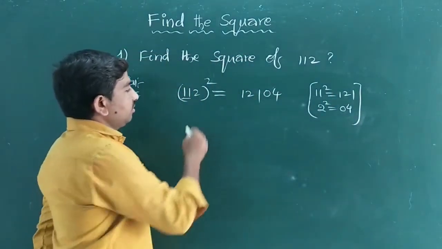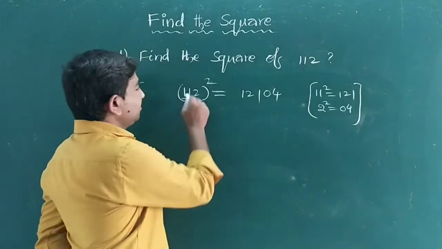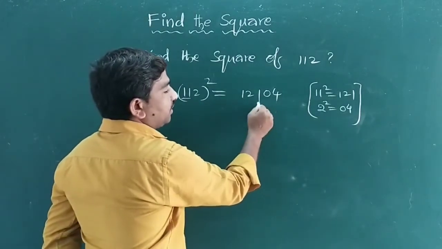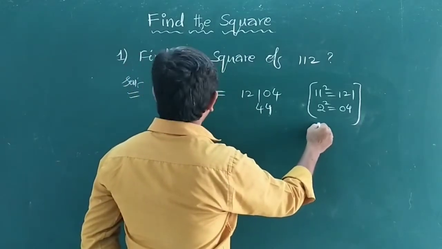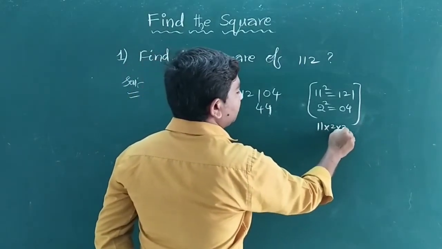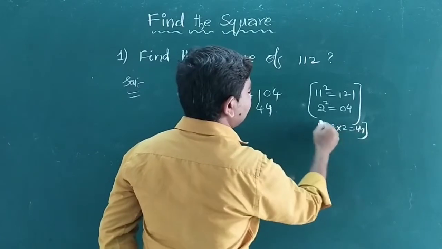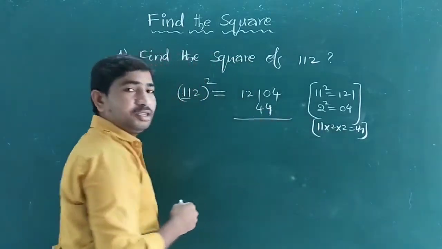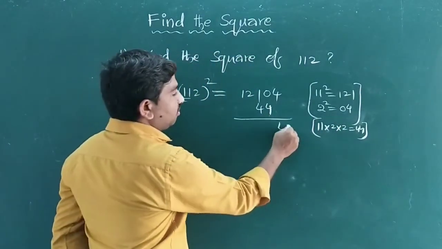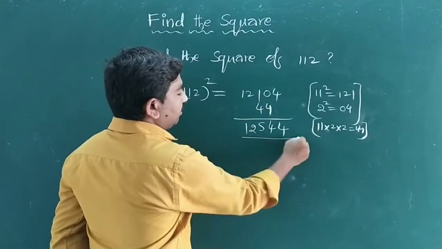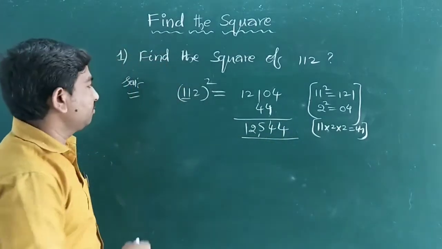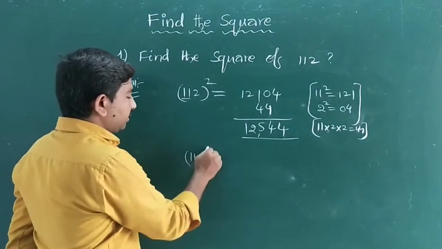Now 11 times 2 is 22, and 22 times 2 is 44. Leave the unit place digit and write it here. So 11 into 2 into 2 is equal to 44. Leave the unit place digit and write 4, and here 4 plus 1 is 5, and 2, 1. So 112 whole square is equal to how much?